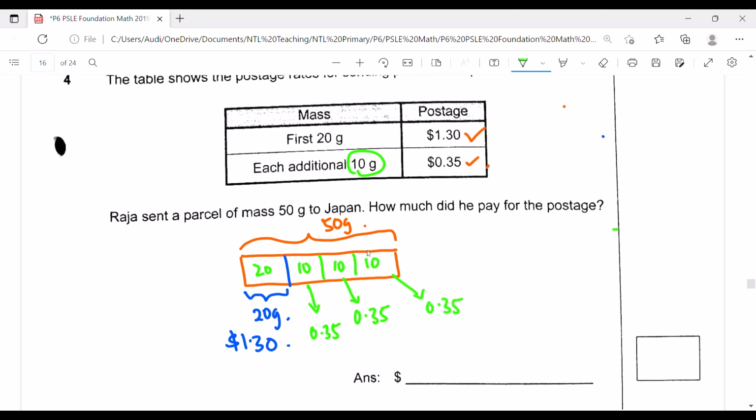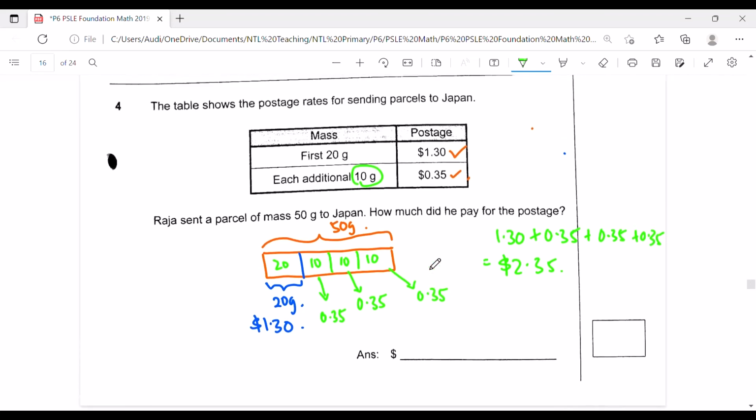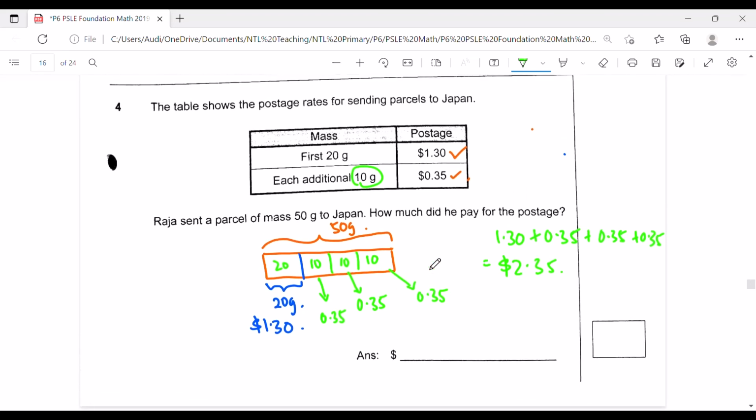So how much did he pay altogether? You need to add them up. 1.30 plus 0.35 plus 0.35 plus 0.35. Just use your calculator. And so you get $2.35. Okay, please press pause, try this question, and then you can continue.